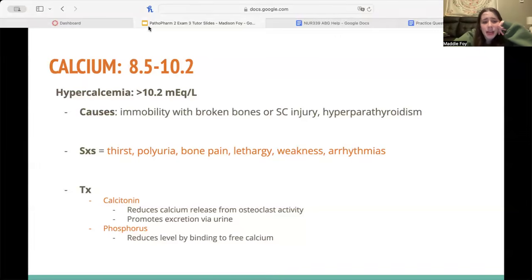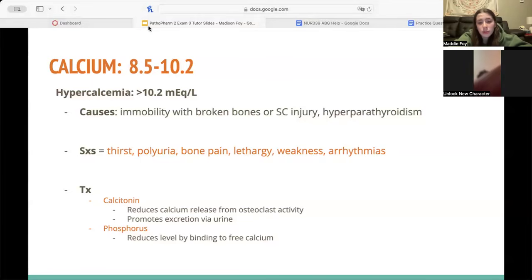The treatment here is going to be calcitonin. And this one tripped me up a little bit because I thought calcitonin, that sounds like it should increase calcium just by the name. But it actually stops calcium release from the activity within your bones, and it will actually promote excretion of the calcium from your urine. So calcitonin will reduce your blood calcium level. Phosphorus works as well to reduce that calcium because it binds to it and creates, I don't know the right chemical term for them, but they just bind together and it'll decrease that free circulating calcium.